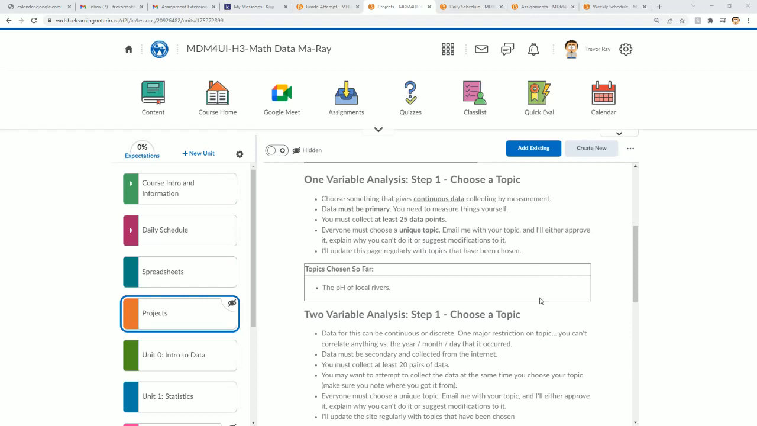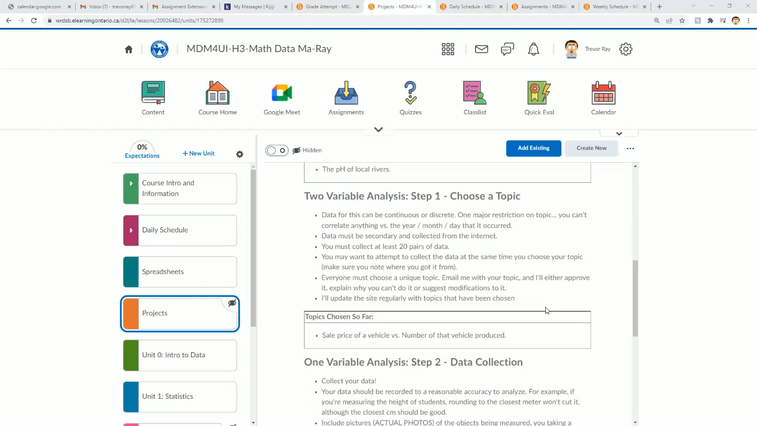All right, your two variable analysis, step one, choosing a topic. This will be the next thing you do, because once you've chosen your topic for the one variable analysis, I want to give you time to actually collect that data. It may not take you a lot of time, but you may not be able to collect it quickly, because it may be something that you can only do once or twice a day. Then, I want you to be able to collect that while you're working on this next part.